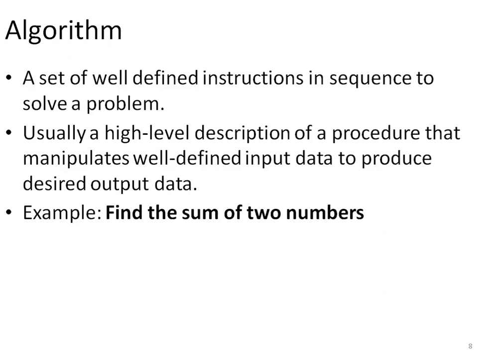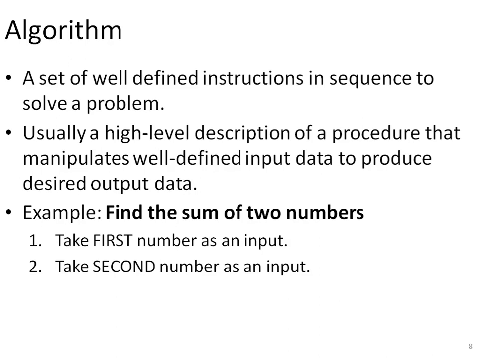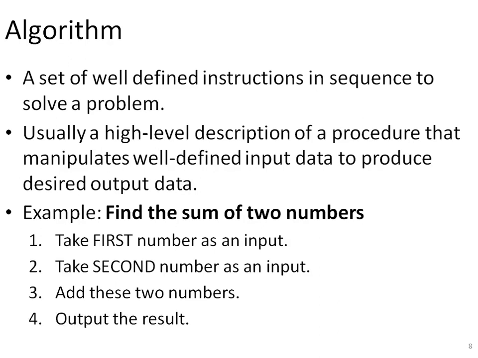For example, if we wish to find the sum of two numbers using a machine, then a possible step-by-step procedure goes like this. Take first number as an input, take second number as an input. After that, add these two numbers and then finally give the result as an output. This is a very simple example. In a similar way, one has to write algorithms to solve big complex problems.